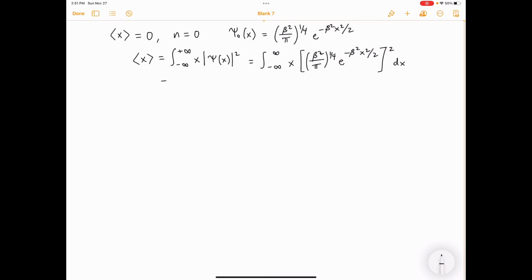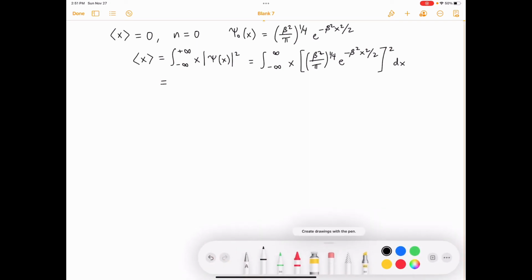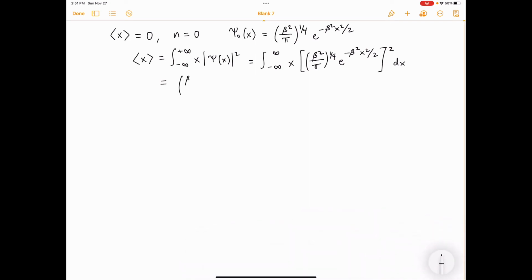Now beta and pi are all just constants. And if we take the 1/4 power and we square it, it becomes the 1/2 power. So pulling that out as one big constant, we have beta squared over pi to the 1/2 power. Then what's left in the integral is minus infinity to infinity, x times e to the minus beta squared x squared, because when we combine the powers here, we basically multiply them together, and that factor of 2 goes away. So that's what we are left with. And then don't forget there's a dx there.